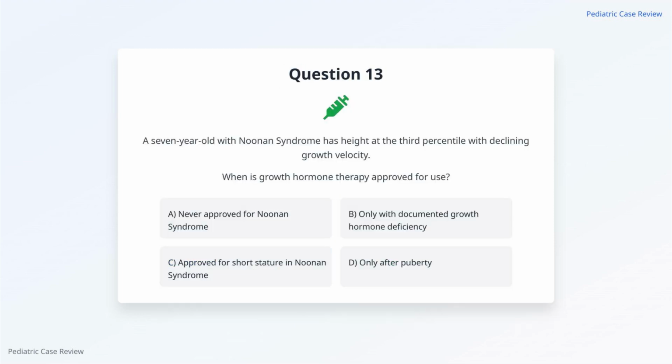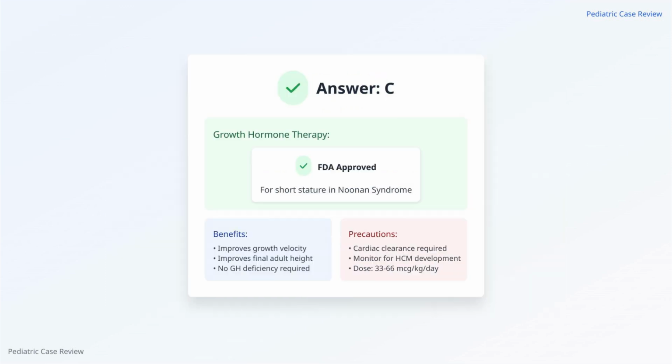Question 13. A 7-year-old with Noonan syndrome has height at the 3rd percentile with declining growth velocity. When is growth hormone therapy approved for use? Option A. Never approved for Noonan syndrome. Option B. Only with documented growth hormone deficiency. Option C. Approved for short stature in Noonan syndrome. Option D. Only after puberty. The correct answer is C.